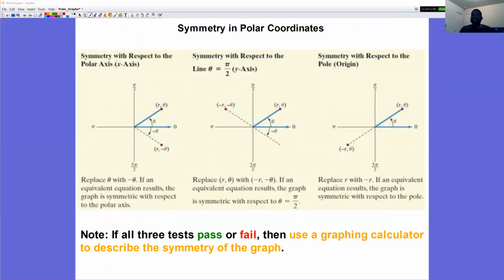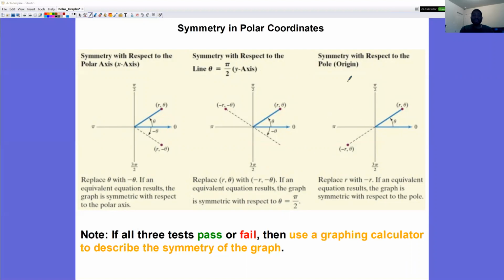And so there are three types of symmetry when it comes to equations in polar coordinates. We have symmetry with respect to the polar axis: if you change theta to negative theta and simplify the result and get the original polar equation, you know it has symmetry with respect to the polar axis. You have symmetry with respect to the line theta equals pi over 2 if you change r and theta to both negative, simplify the result, and get the original equation.